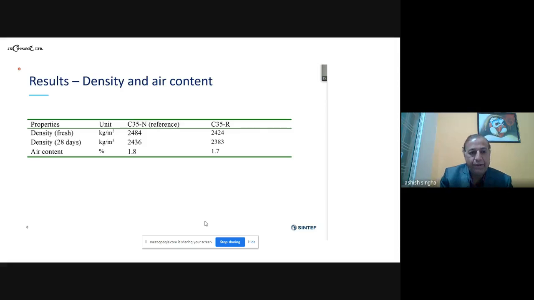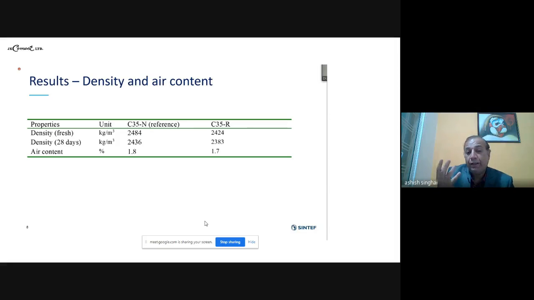There is not a significant difference. The density of fresh concrete with natural resources is 2484. With recycled aggregate concrete, the density is 2424, so hardly about 60, which is insignificant. Now, the density after 28 days, there is some difference, because as the concrete solidifies, the water evaporates, so the density is reduced. In the case of natural resource concrete, it is about 2436, and it is reduced by about 50-60 kg in the case of recycled aggregate.